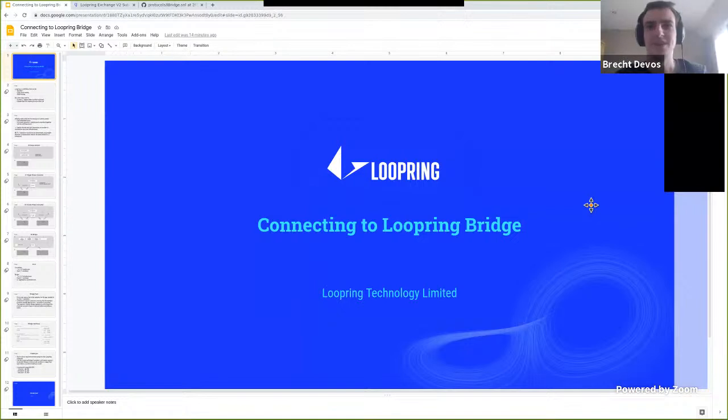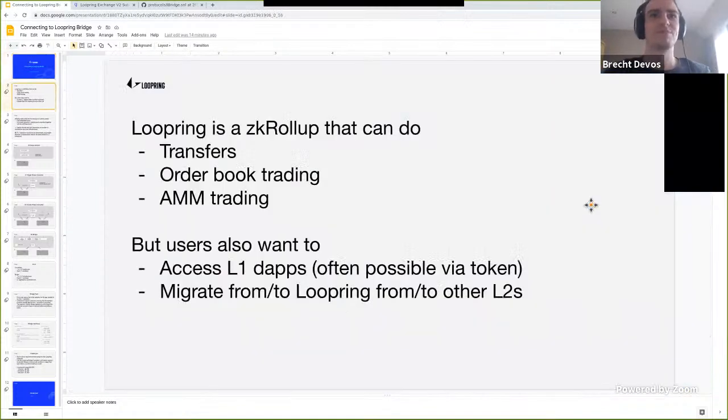All right. So okay, first, the basic stuff out of the way is the Loopring ZK Rollup. So we can only do a couple of things. We can do transfers, we can do order book trading, and we can also do AMM trading, which is already quite a lot. Those are the basic stuff that most people want, and those are already available completely on layer 2. But sometimes people also want to do other stuff, of course.